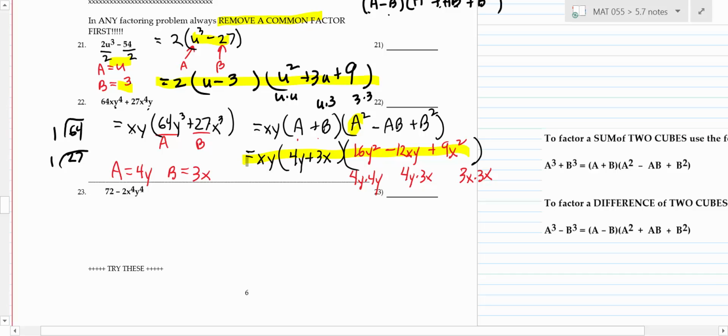Okay, so once you take your common factor out, then these last 2 problems were cube problems. They had 2 terms and they had cubes. The biggest clue is the third power. Yes?